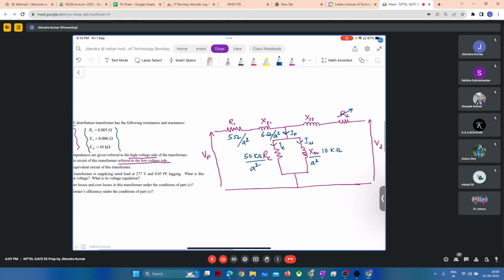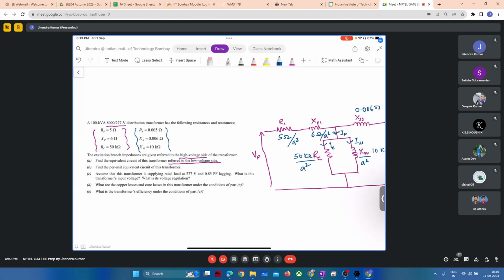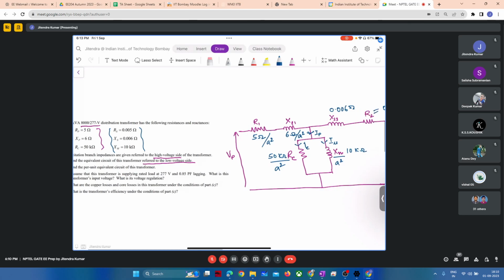So let us move ahead. R2 is 0.005 ohm and XL2, or XS, is 0.006. Okay. So this XL2 and R2 are already on the low voltage side because they are secondary side parameters, right? Only the primary side parameters we are referring to the secondary side. If we are doing so, we have to divide by the square of the turns ratio. So that's why I wrote it as a square.